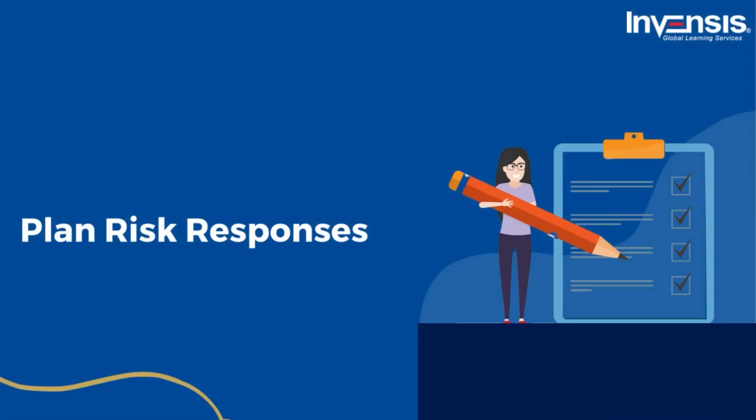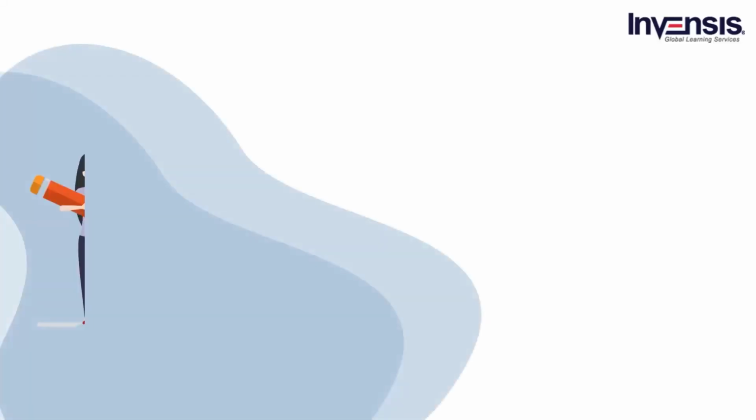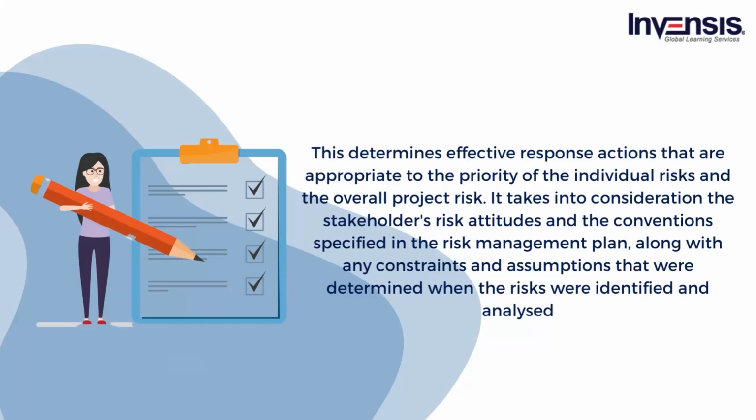In the next process, we have to plan risk responses. This determines effective response actions that are appropriate to the priority of the individual risks and the overall project risk. It takes into consideration the stakeholders' risk attitudes and the conventions specified in the risk management plan, along with any constraints and assumptions that were determined when the risks were identified and analyzed.